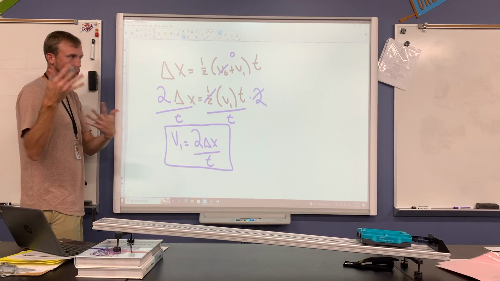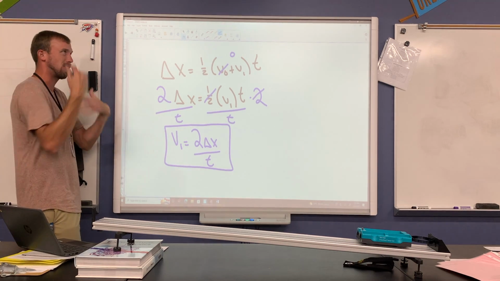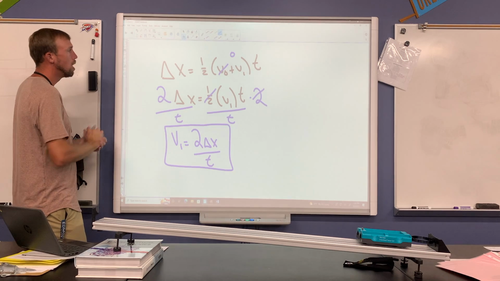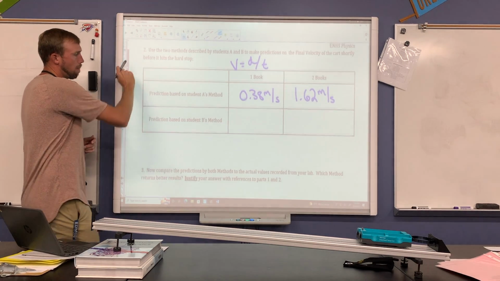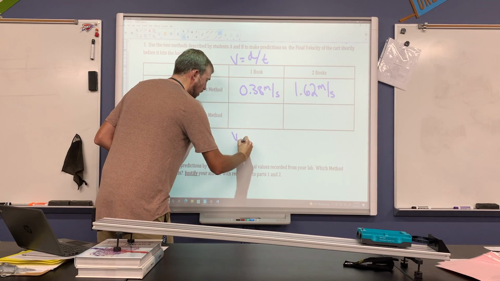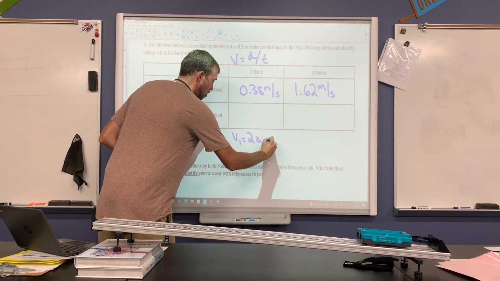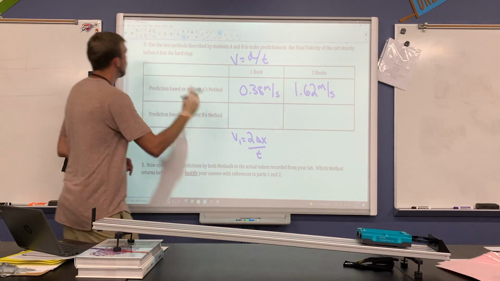I might have been saying student 2, I'm sorry if that's the case. It is A and B, sometimes I get that confused and say 1 and 2. So this would be the equation for student B's predictions. So I'm going to come back. Student 2 is saying that our final velocity is 2 times the displacement over time.